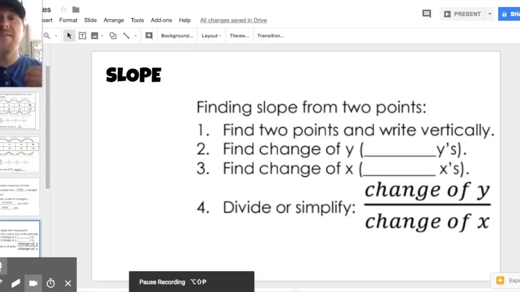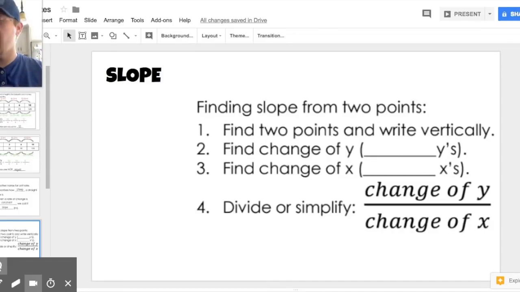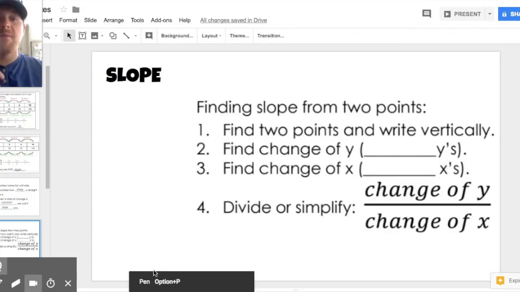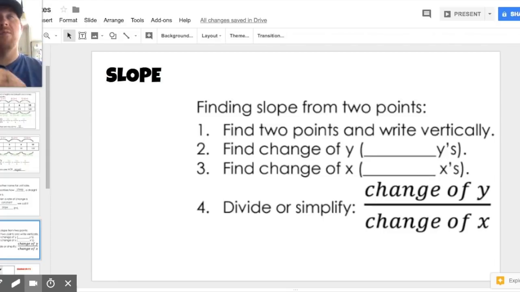Now, to find the slope when given 2 points, I only need 2 points. I need a point 1 and a point 2. If I have that, I can make a straight line and I can find slope. So we find the 2 points and then we write them vertically. Or you can write them horizontally, whichever way you want. Okay, it says vertically in your notes, but I'm going to show you horizontally, and you can see if you want to do it that way as well.